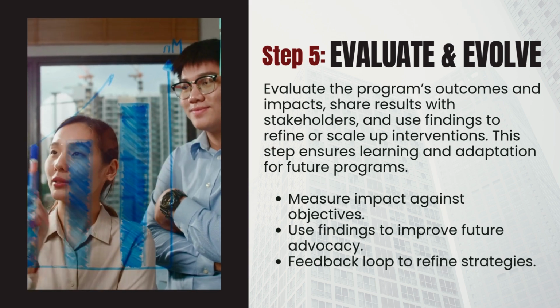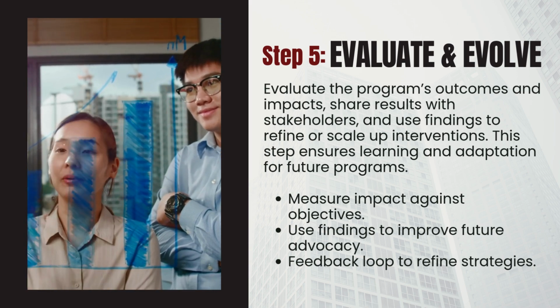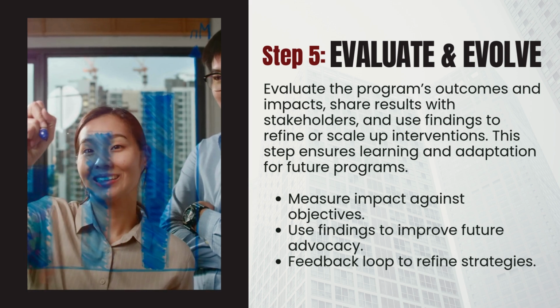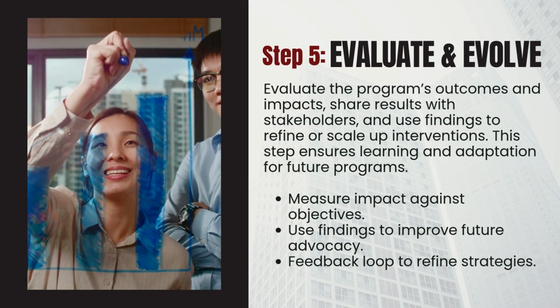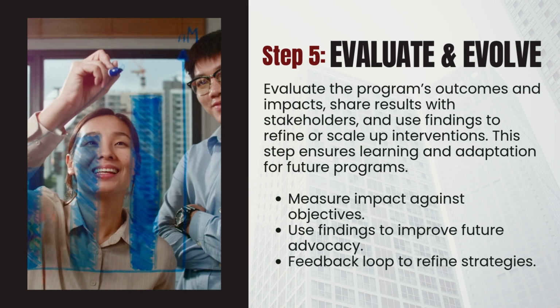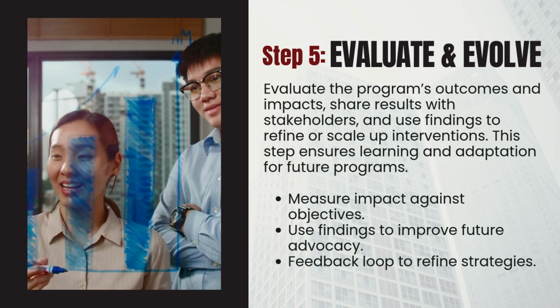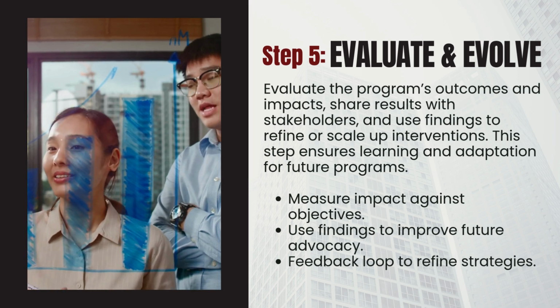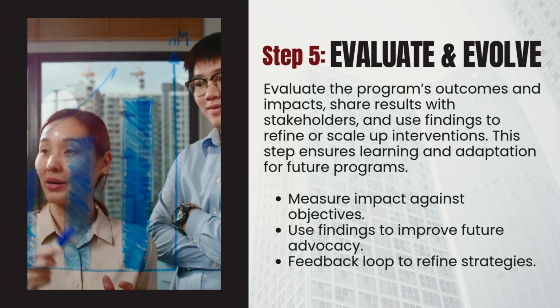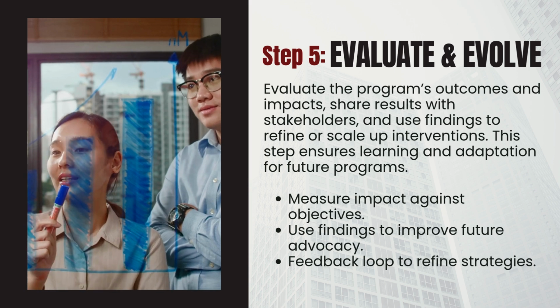So what should we look at? We need to look at the process indicators. Did the activities happen as planned? The outcome indicators. Did the people change their behavior or their attitudes? And the impact indicators. Did the intervention affect long-term health, social, or economic outcomes?